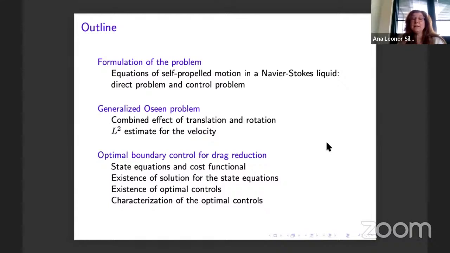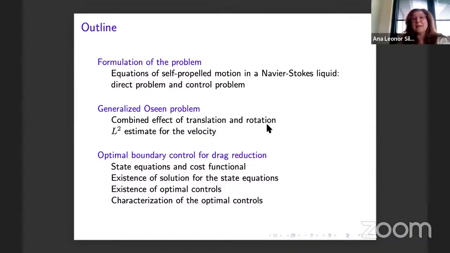And what we want is to reach a certain target velocity for the rigid body, and at the same time to reduce, to minimize the drag that is associated with the motion of this rigid body. So we are going to give a suitable formulation for the control problem, in particular for the cost functional. Then we show existence of solutions for the state equations.